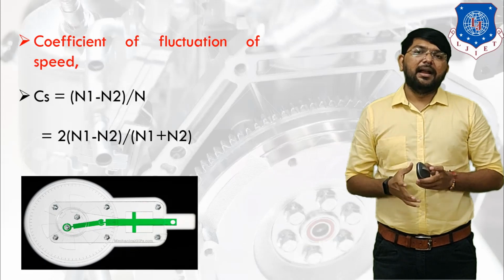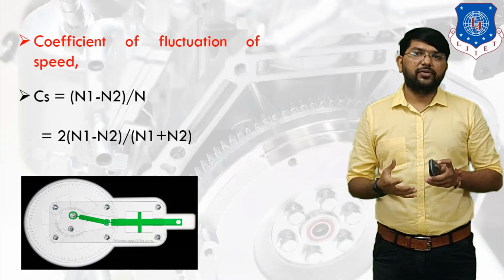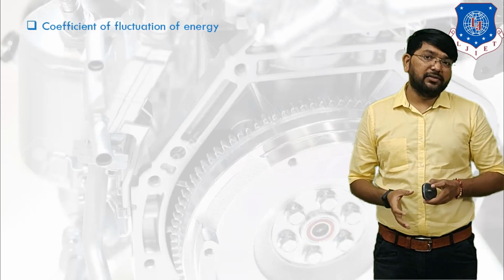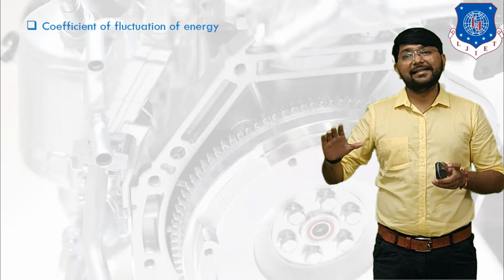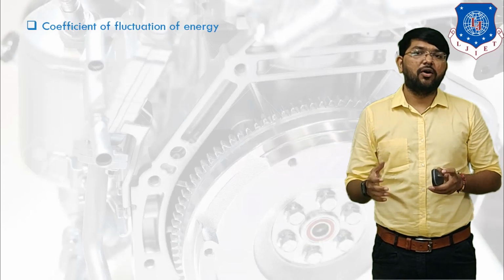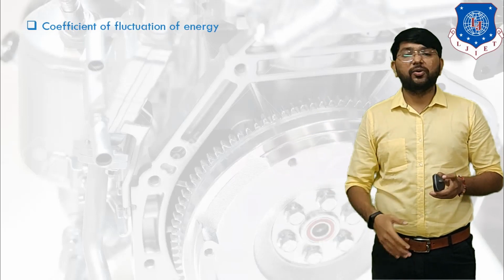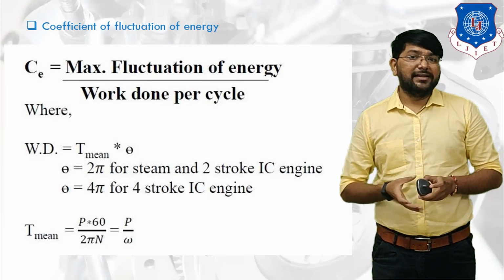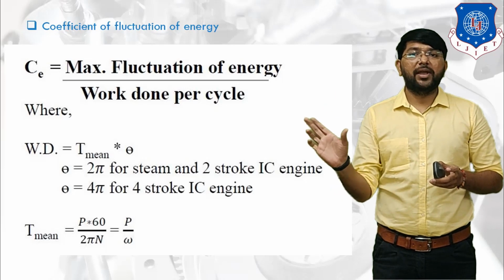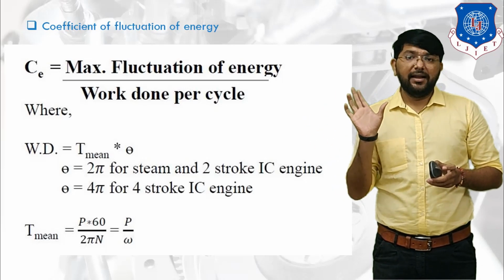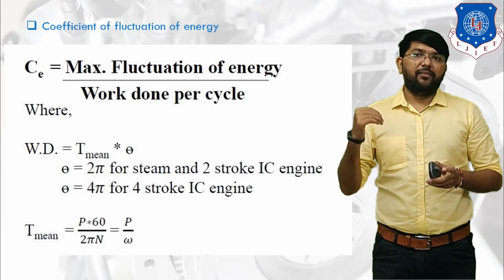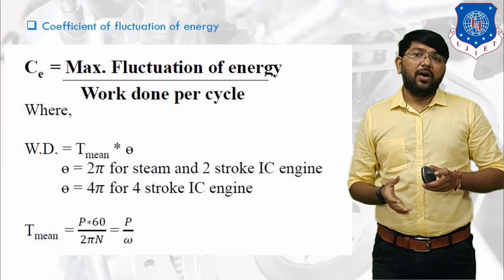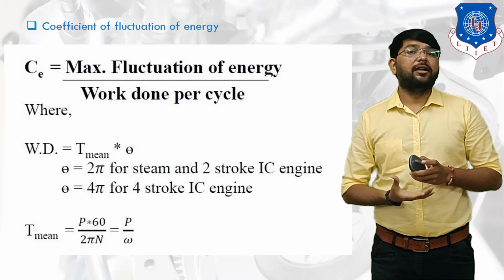Clear? Okay. Now the next topic is coefficient of fluctuation of energy. Now what is the definition of coefficient of fluctuation of energy? The coefficient of fluctuation of energy is defined as the ratio of maximum fluctuation of energy to the work done per cycle. Clear? Now what is maximum fluctuation of energy? It is the difference between maximum energy and minimum energy. Clear? And maximum fluctuation of energy is denoted as delta E. And what is work done? Work done means the area under the curve.